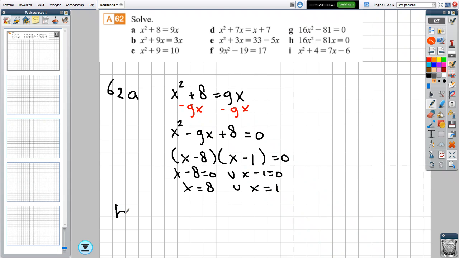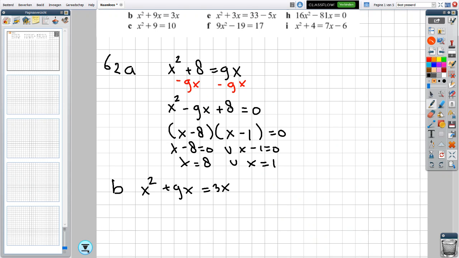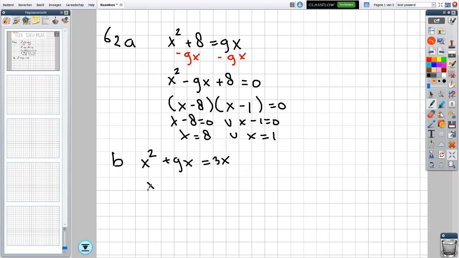I want to take a look at B as well. x squared plus 9x equals 3x. If I'm now going to do minus 3x on both sides, then I find x squared, and 9x minus 3x I can calculate because they are like terms. So I find plus 6x equals 0. Here I have something with x squared and I have a term with x. I think here it's easiest to now use the common factor.